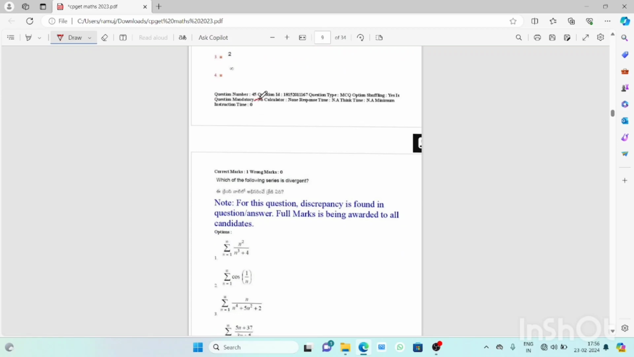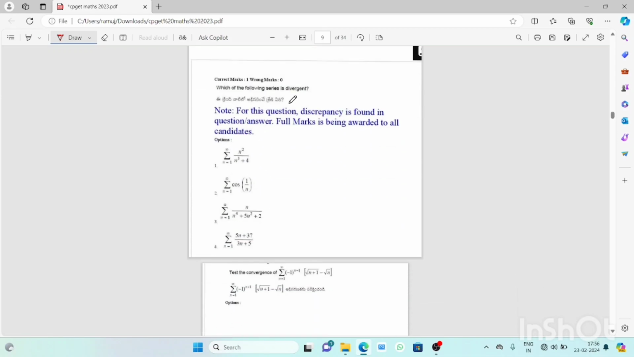So the 45th question is, which one of the following series is divergent? He is asking which one of the following is divergent. This time we have to remember some tests, the p-series test and the comparison test. By using those tests, we find out whether it is convergent or divergent. Here n square is there and n cube is there, so I can write this function as 1 by n. The power of n is clearly p equal to 1. P equal to 1 means this option is divergent. So this is the correct option for this question. And the second one is cos 1 by n. If I write 1 by n, I get again p equal to 1.